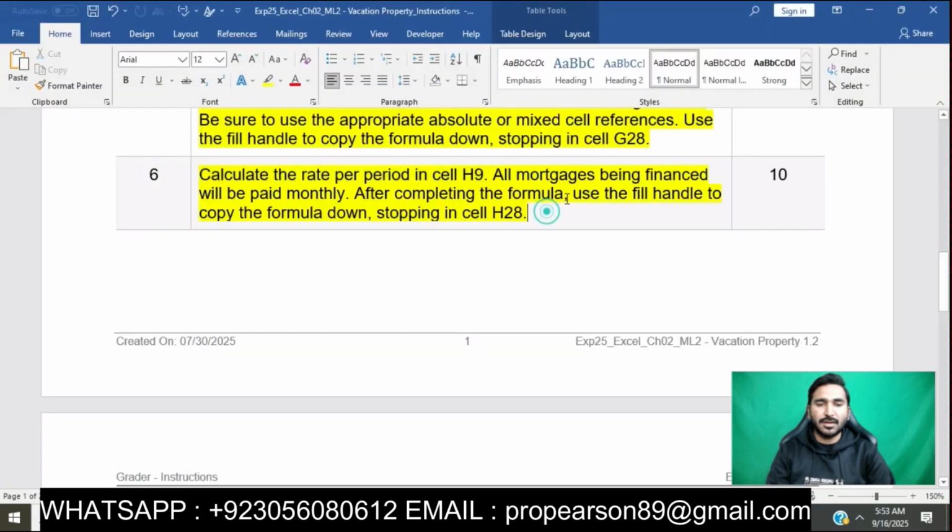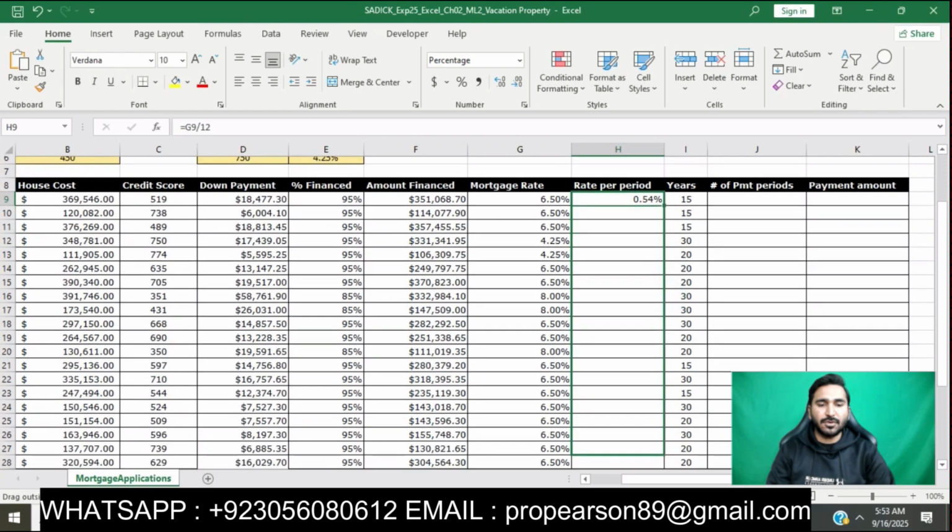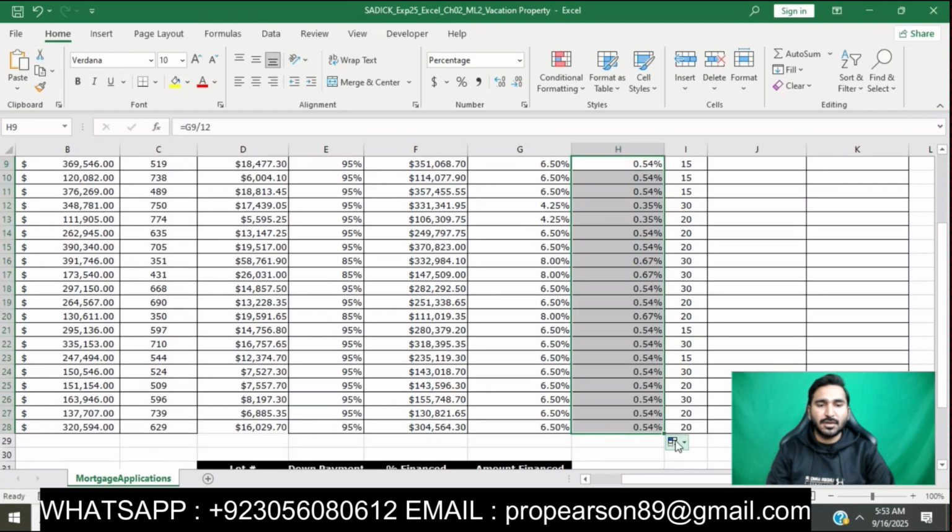Now use the fill handle to copy the formula down, stopping in cell H28. Use the fill handle to copy down the formula, stopping in H28, fill without formatting.